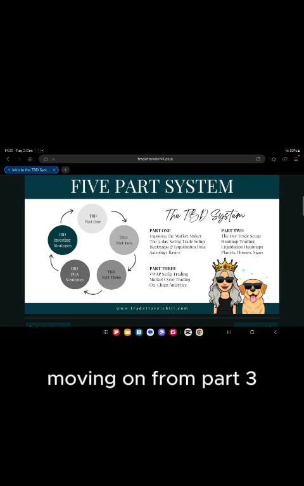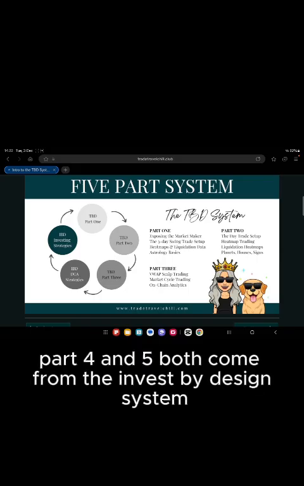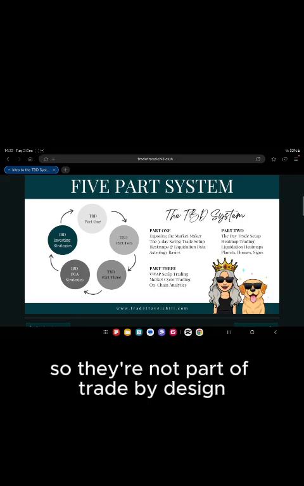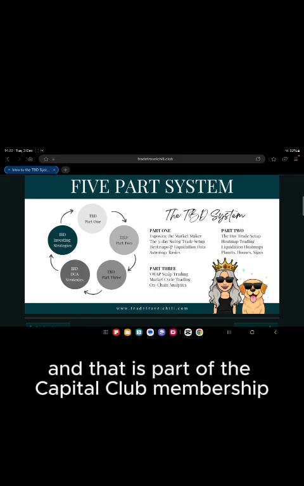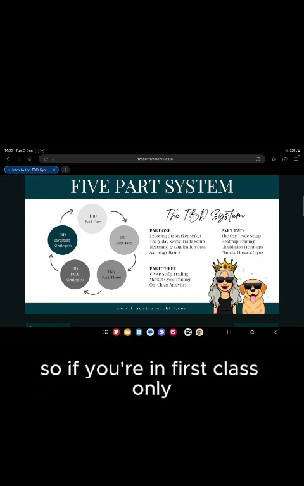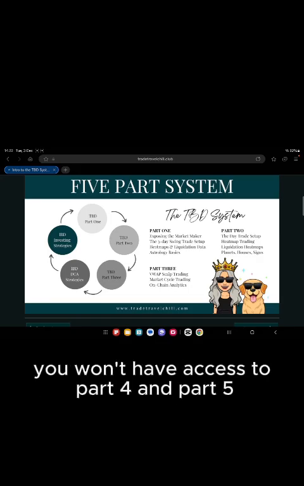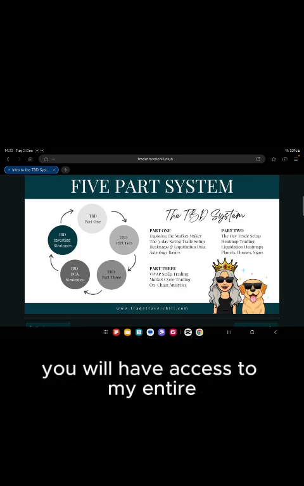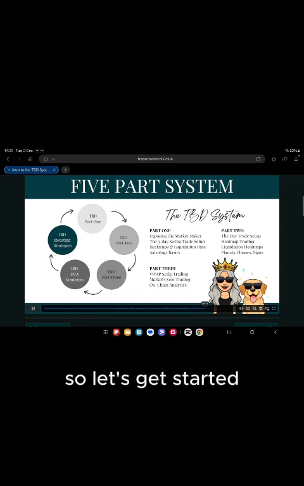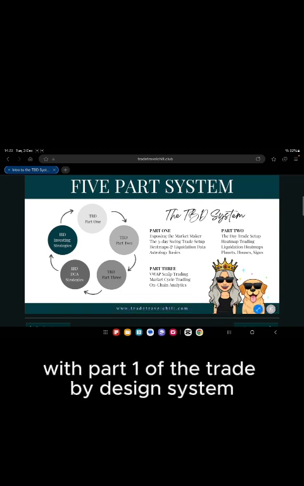Moving on from part 3, part 4 and 5 both come from the Invest by Design system. So they're not part of Trade by Design. They fall under Invest by Design, and that is part of the Capital Club membership. So if you're in first class only, you won't have access to part 4 and part 5. But if you are a Capital Club member, you will have access to my entire system of trading and investing. So let's get started with part 1 of the Trade by Design system.